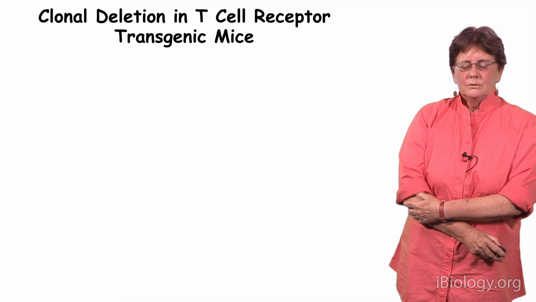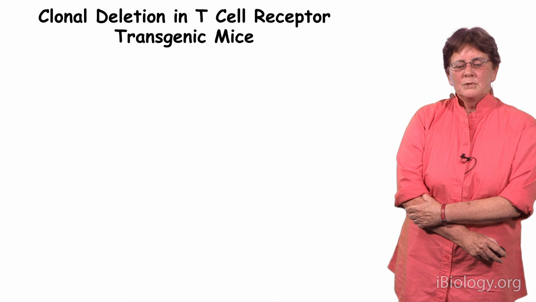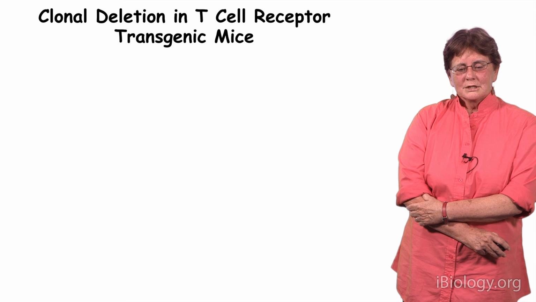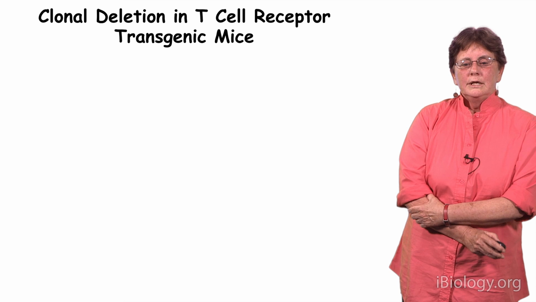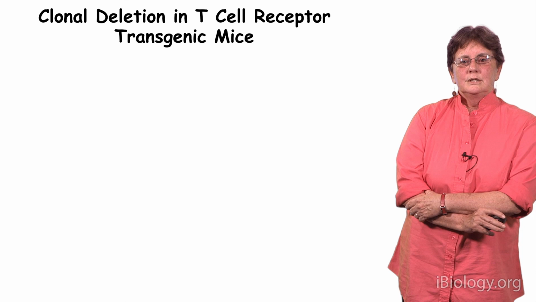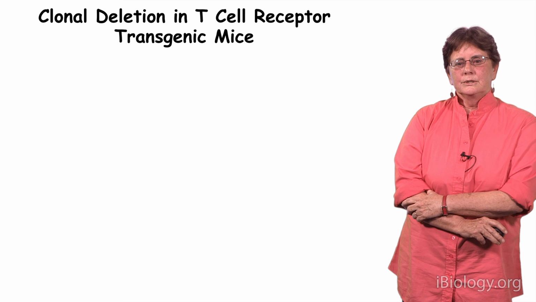So I'd like to show you some examples of clonal deletion. And the most striking ones come from T cell receptor transgenic mice. Unfortunately, any particular T cell specificity is very rare in an individual. It's usually only 1 in 10 to the 4th to 1 in 10 to the 6th T cells are one particular specificity. That means that that T cell receptor sees a particular antigen. And that's very difficult to study and follow these cells.